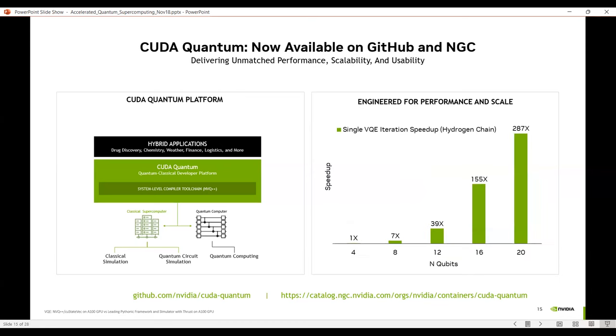This is the performance when we use the standard Python framework versus CUDA-Quantum. With CUDA-Quantum, we see for 20 qubits, we get around 300 times the speedup, right?